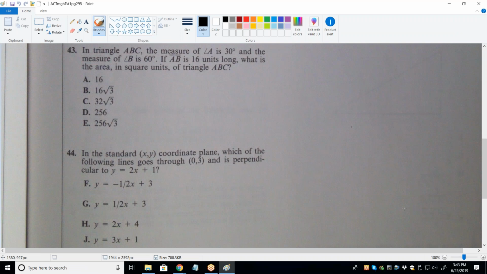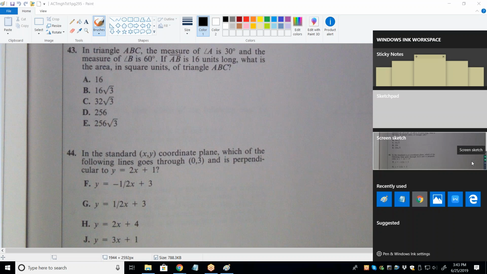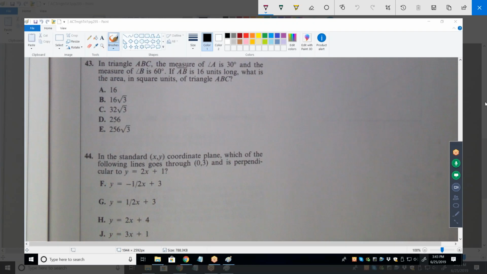You see all of that? Yes, sir. Okay. Maybe 16. Okay. I'm going to draw a picture, which is what you should be doing.